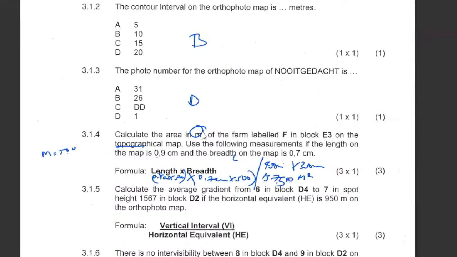157,500. So it's 1,500 and 157,500 meters squared. Okay.